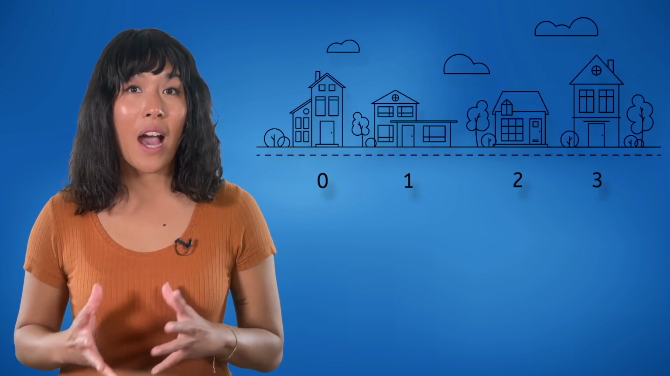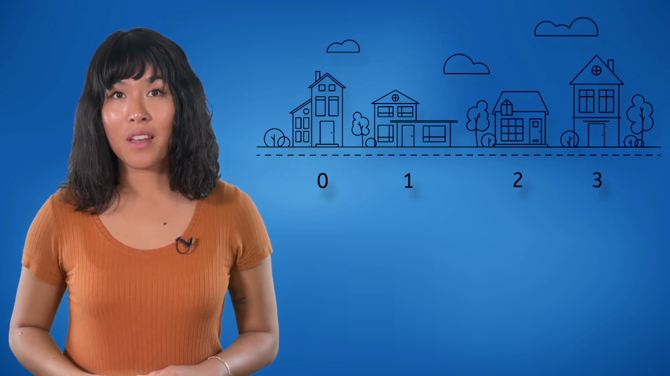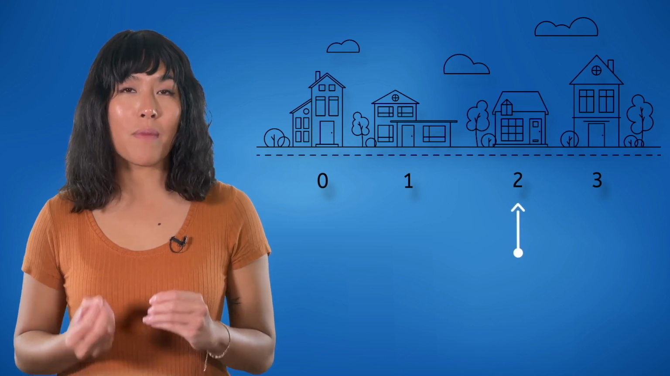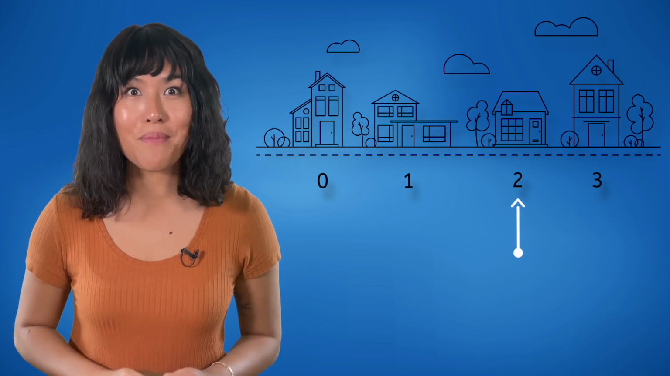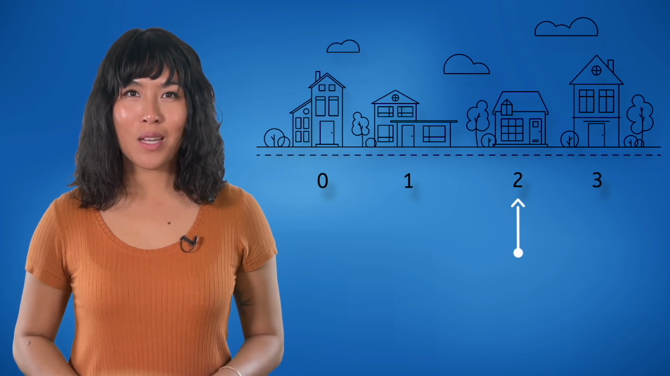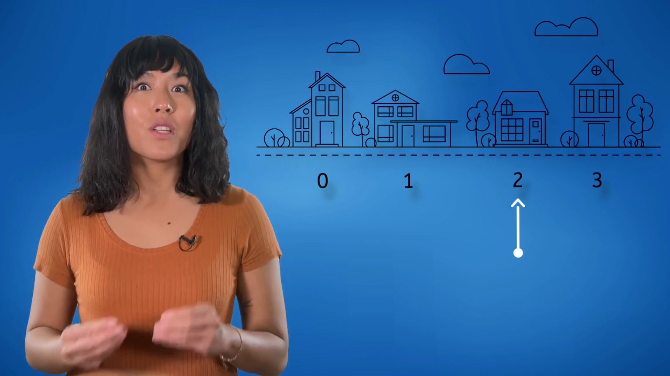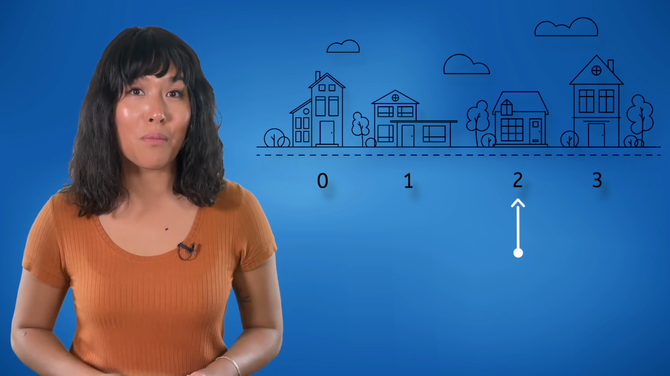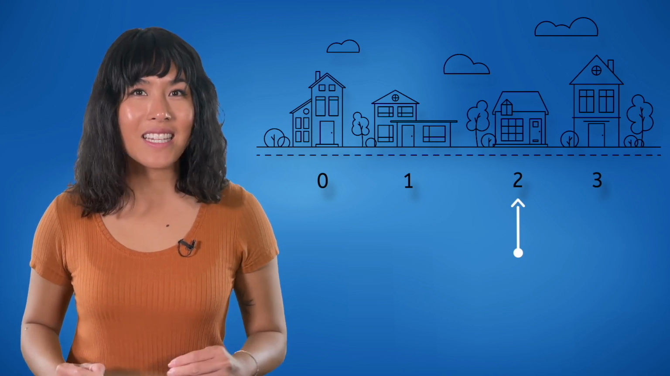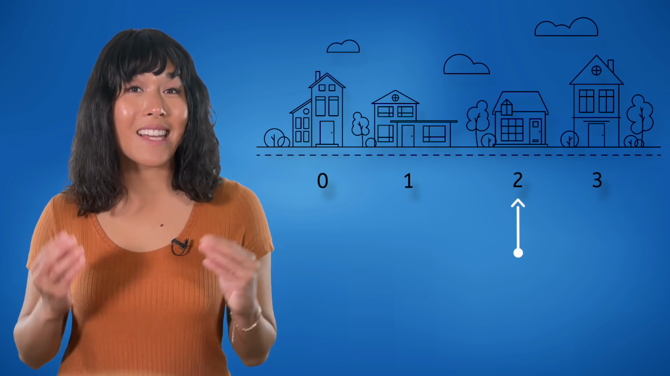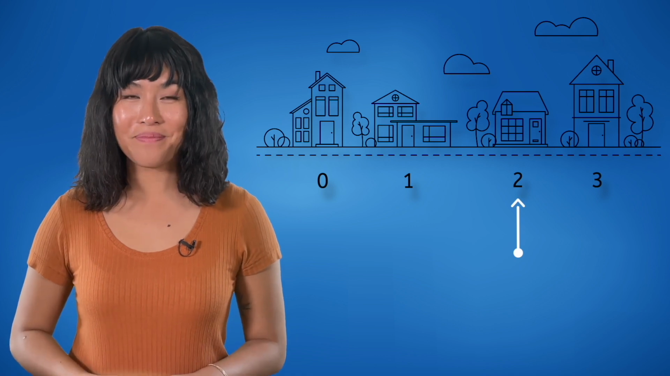Picture a row of houses with mailboxes, where the house numbers start at 0. As a mail carrier, I want to deliver mail to house number 2, so I look for that number and place the mail in that mailbox. When the owner arrives home, they know to check the mailbox with their house number on it to retrieve the mail at that location. An index value for an array works exactly the same way.